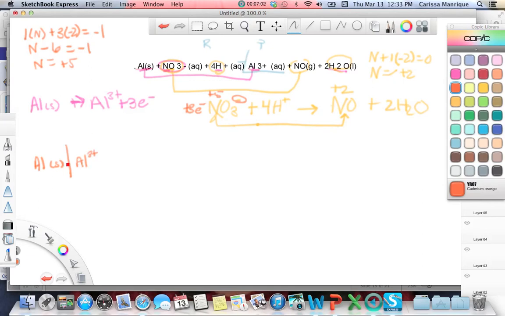Why do I know to write this one first? I'm about to write it into cell notation. Why? Because this is the anode. How do I know it's the anode? Because it produced electrons. You see the electrons are in the product. So the anode will always produce electrons. Okay, now that's everything there. Now I separate, and you see that's my anode. Now this whole reaction here is my cathode.